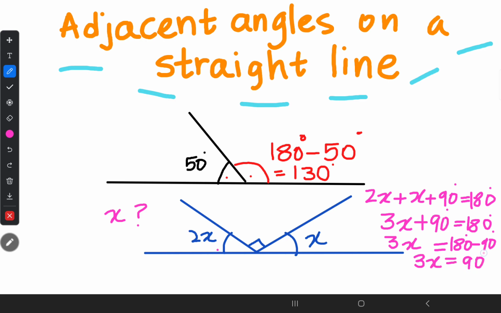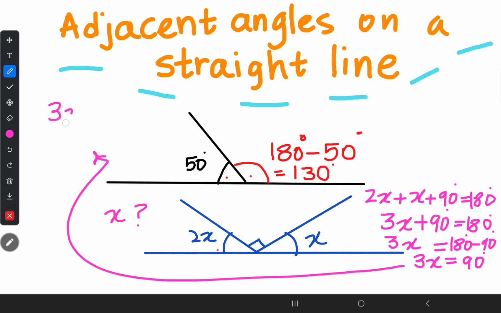If 3x is equal to 90, 3x means 3 multiplied with x. To oppose that, you should do the division. 90 should be divided by 3. That will give you the final answer for x as 30 degrees.